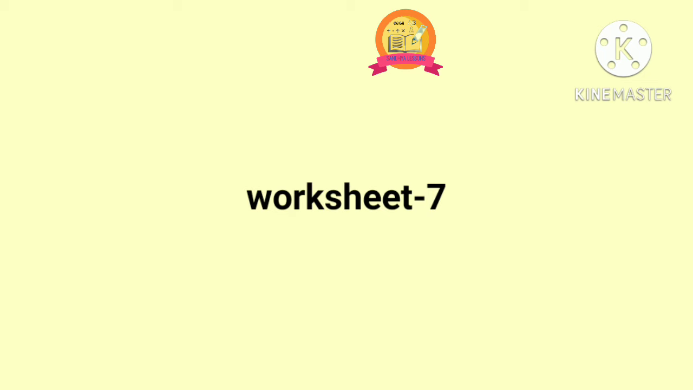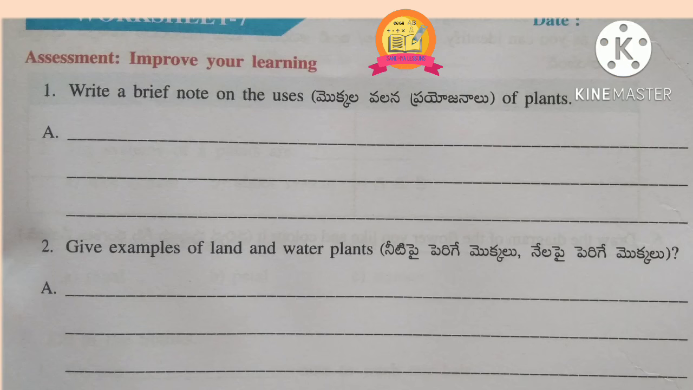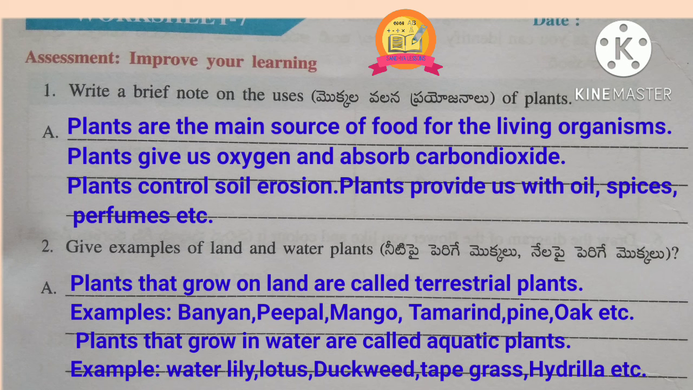Worksheet 7. First question. Write a brief note on the uses of plants. Plants are the main source of food for the living organisms. Plants give us oxygen and absorb carbon dioxide. Plants control soil erosion. Plants provide us with oil, spices, perfumes, etc.